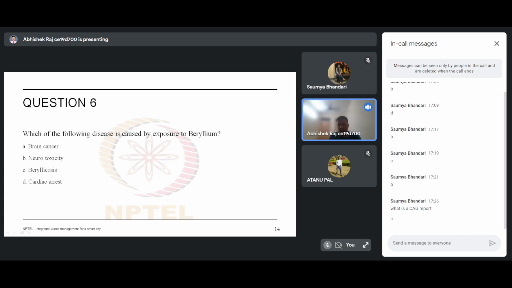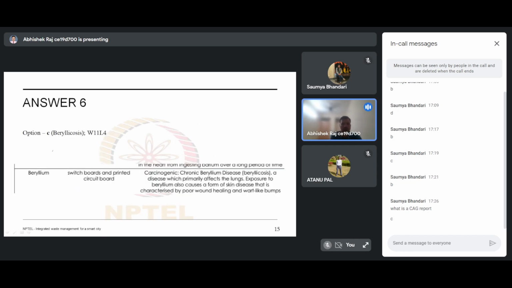So coming back to this question: exposure to beryllium, which disease occurs? It is quite obvious, we have beryllium in the word here also. So berylliosis happens due to exposure to beryllium. Brain cancer can occur due to exposure to silver, excessive silver. Neurotoxicity we can have from lead. And cardiac arrest we can have from a number of elements. But when we talk about exposure to beryllium specifically, it causes berylliosis. That is option C.